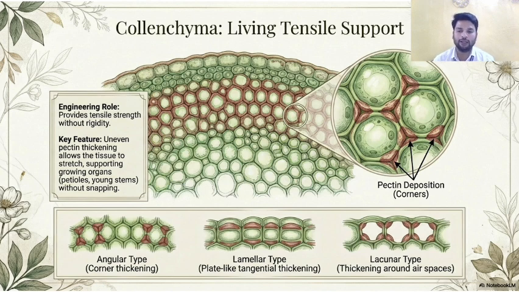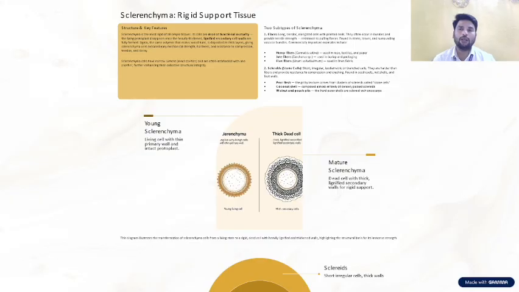When the thickening is at the corners, they are known as the angular type of collenchyma. When plate-like tangential thickening is there, they are known as the lamellar type of collenchyma. When the thickening is around the air spaces, that is known as the lacunar type of collenchyma. Third and last type of simple tissue is sclerenchyma, a rigid supportive tissue.